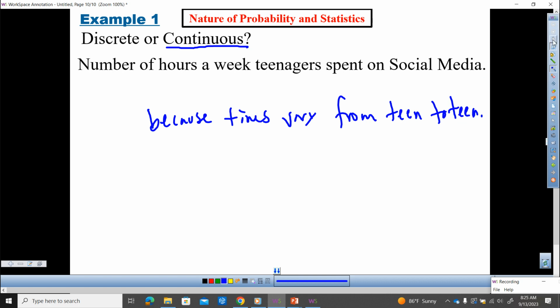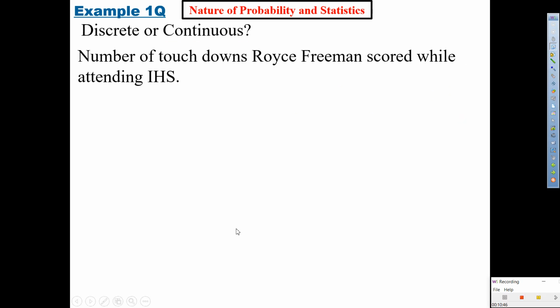Okay, here it goes. Once again, you have the Nearpod code in case you fall behind. Here we go. Example 1Q. Number of touchdowns Royce Freeman scored while attending IHS. Tell your neighbor what kind of data that would be. Bernard, what do you think? Why discrete? Yeah, because the number of touchdowns scored, they're already there. All you have to do is go to the records and get them. Does it vary? No. We know exactly what he got.